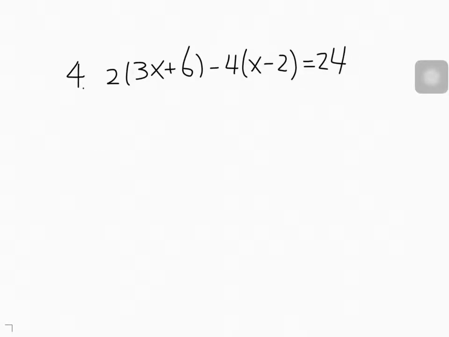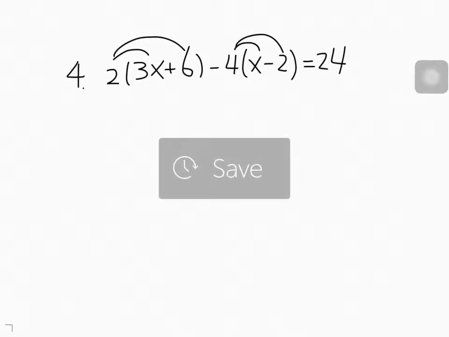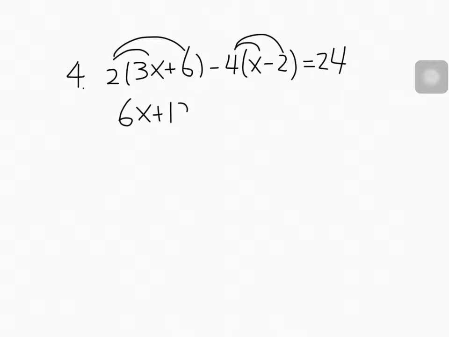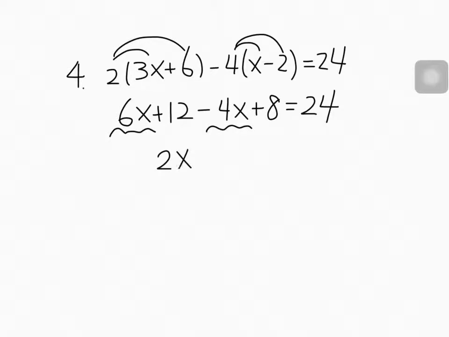Number 4, 2 times 3x plus 6 minus 4 times 6 minus 2 equals 24. So I'm going to use the distributive property to distribute the coefficient in front of each parenthesis. So 2 times 3, I have 6x plus 12 minus 4x. So negative 4 times negative 2, that's positive 8. Combine like terms if I have any. So I see that 6x minus 4x, I'm left with 2x plus 12 plus 8. So that's positive 20 plus 20 equals 24.